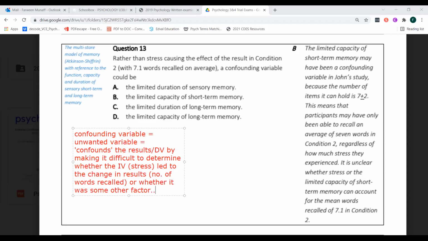Now this question is asking us to consider that it was some other factor. From this list, which of the following factors could have acted as a confounding variable that could have led to that low mean score of only 7 words being recalled, other than stress? Stress is not the confounding variable; it's the specific IV being studied in this scenario. Have a look at this question and think about why the best answer would be the best.